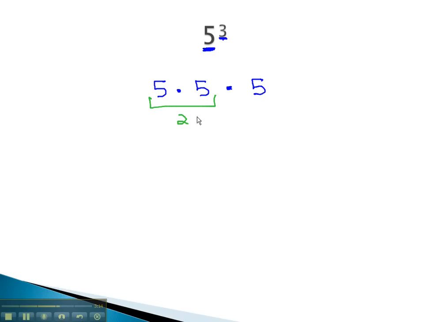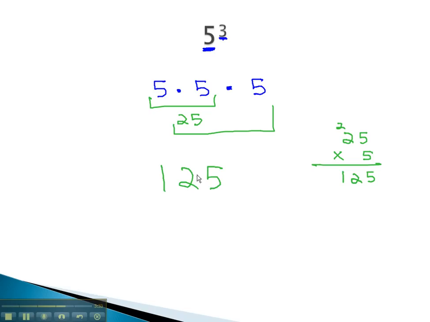5 times 5 we know is 25, and all that's left is 25 times 5. Maybe needing some scratch work to find 25 times 5. 5 times 5 is 25. Carry the 2. 5 times 2 is 10, and 2 more is 12, and so we get 125 for our final solution for 5 to the 3rd power.